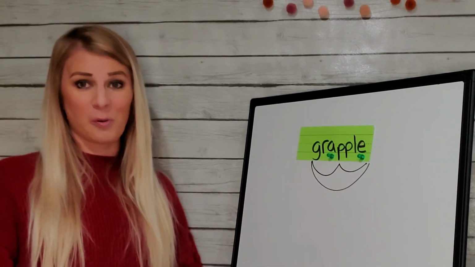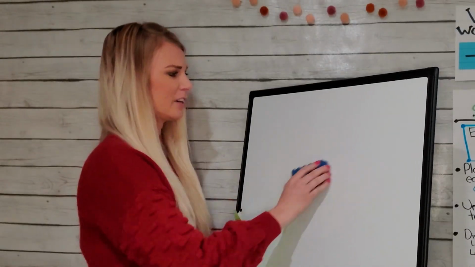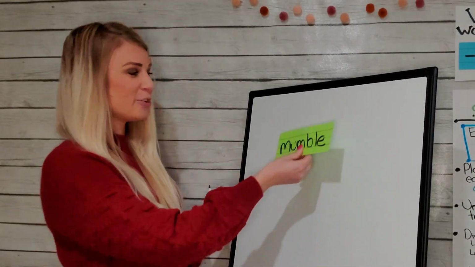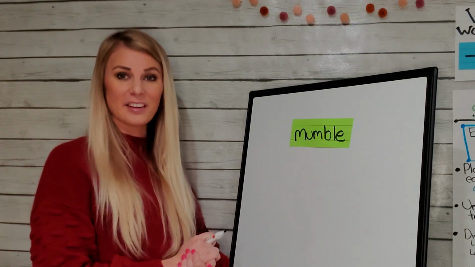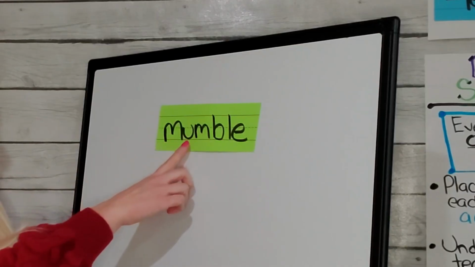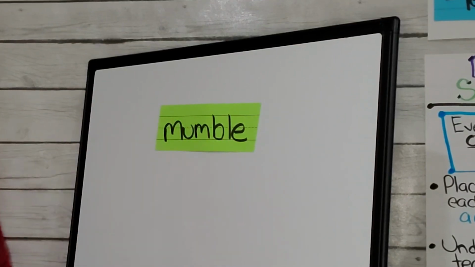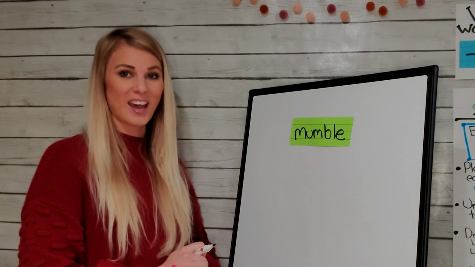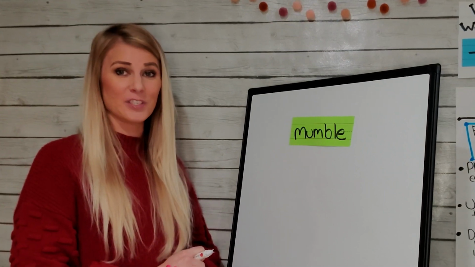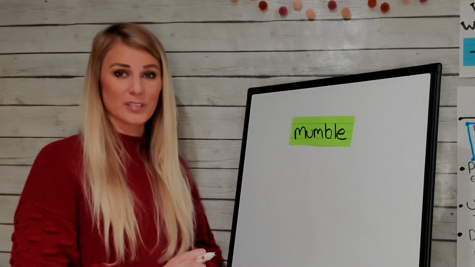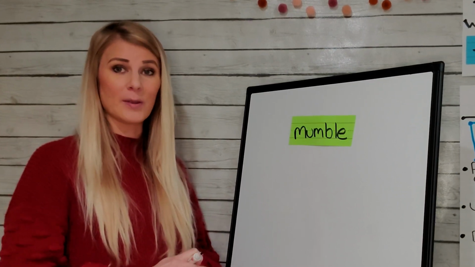We're going to try one more. Are you ready? Here is our last word. Readers, you're getting so good, I think you can probably try and do this one on your own. Can you write down these letters on your paper? M-U-M-B-L-E. Do you have them written down? Awesome. Okay, remember our first step is to place a dot under any vowels we see in this word. Go ahead and place a dot under any vowels you see in this word on your paper.